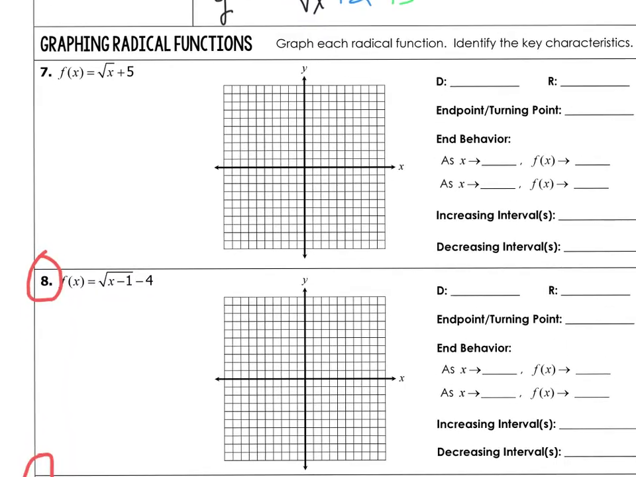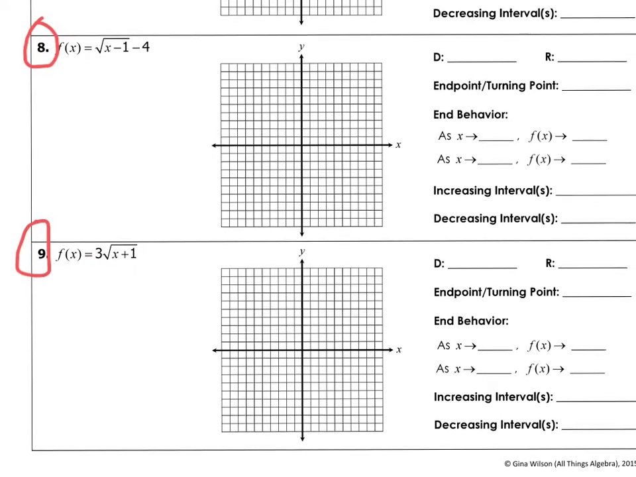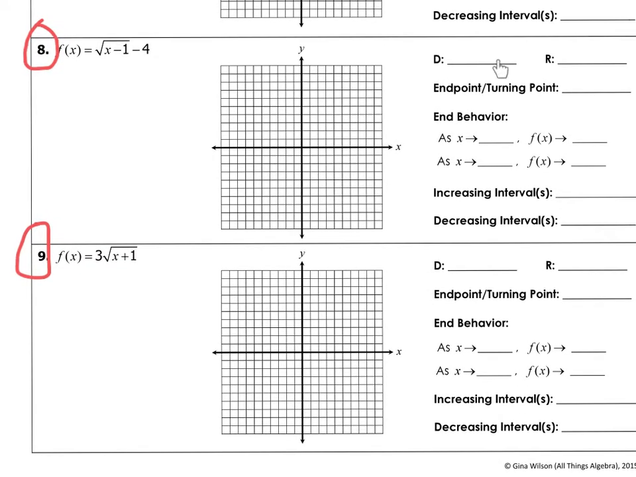All right, so let's get on to graphing. So we're going to skip number 7 and go directly to 8. And on top of the graphing, we have to find all of these things here. So we're going to talk about increasing and decreasing intervals as well. And you're going to have to circle endpoint or turning point, domain and range. And then we're also going to talk about end behavior. So all of this stuff is new, but we're going to start by graphing.